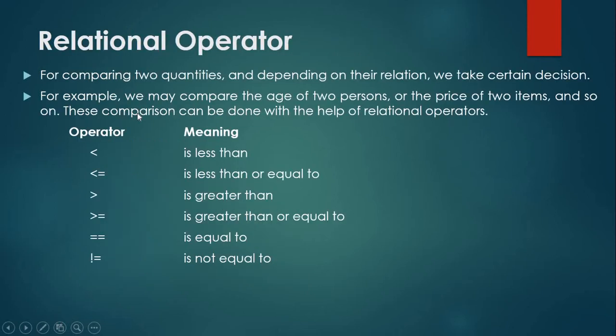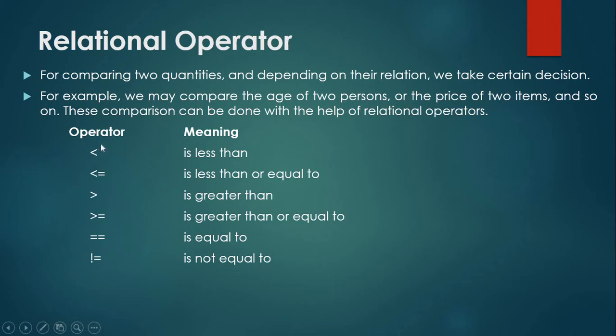We have another operator, that is the relational operator. For comparing two quantities, keep in mind this thing. For comparing two quantities and depending on their relation, we take certain decisions. For example, we may compare the age of two persons or the price of two items and so on. This comparison can be done with the help of relational operators.